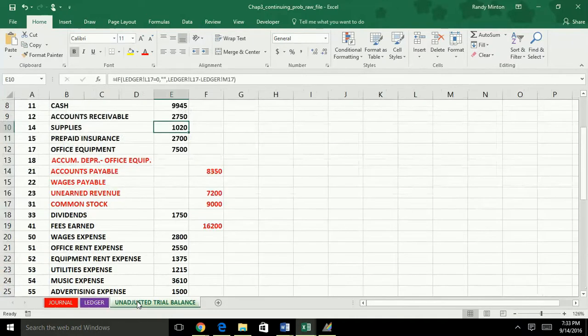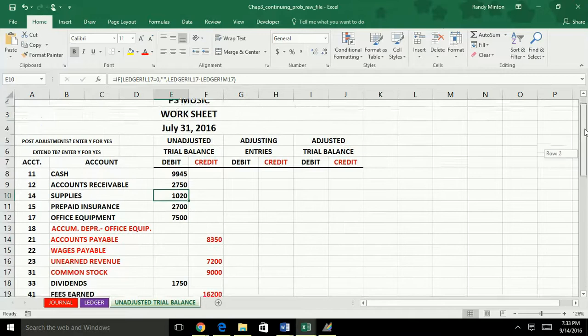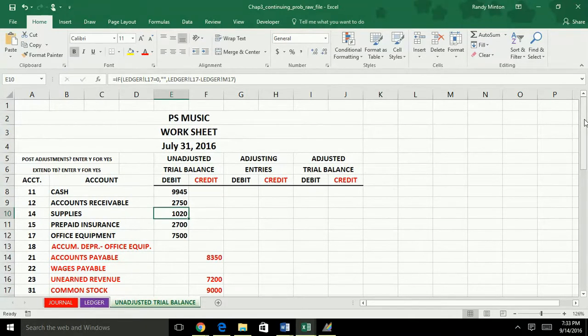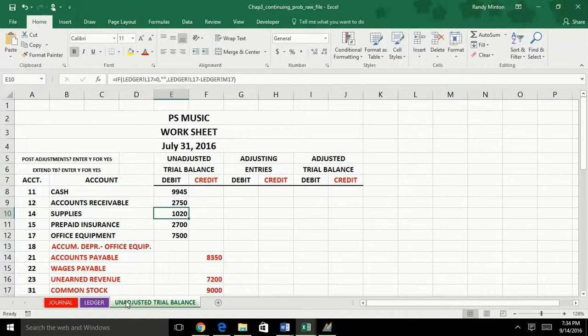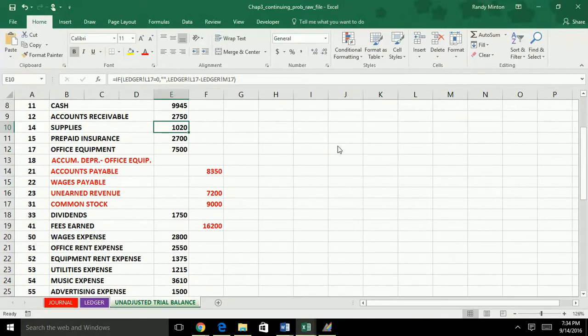But we're not going to do that. We're going to put these adjusting entries directly in the adjusting entries column of the worksheet. Okay, so now what I would do is I would come over here, and my first entry is accounts receivable for $1,400. So I'd come over here and it's a debit. So I would debit accounts receivable for $1,400, and I would come down to fees earned, and on the fees earned side I would credit that for $1,400.